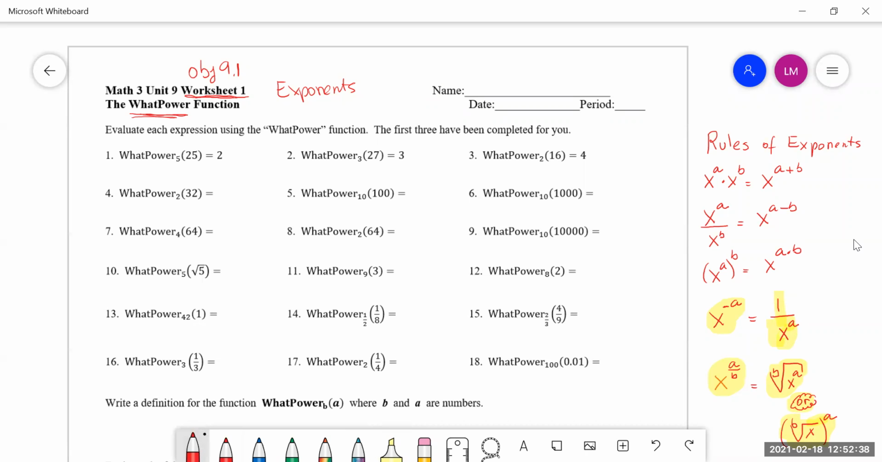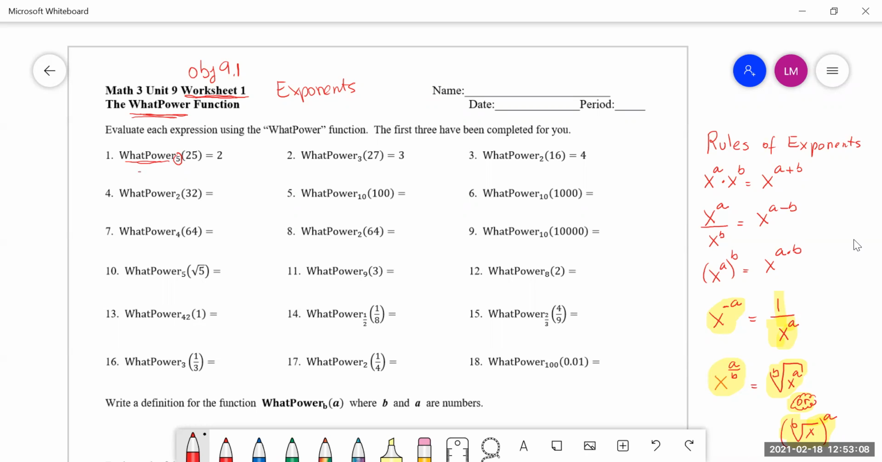All right, let's get started. What is this asking? It says evaluate each expression using the what power function. The first 3 have been completed for you. So this is what it's saying. What power should I take this base number over here? Let's call it base because of the tiny little base right here. So what power should I take this base number right here to get a 25? The answer should be 2.